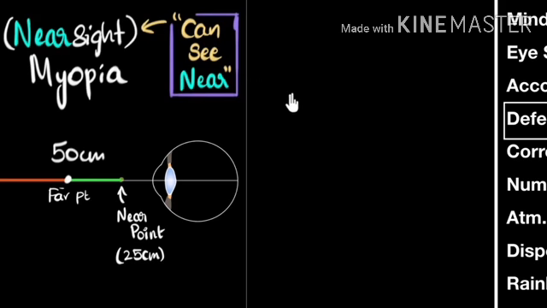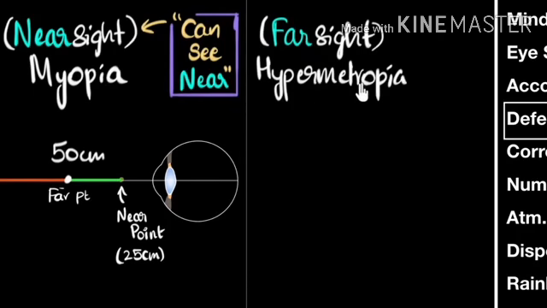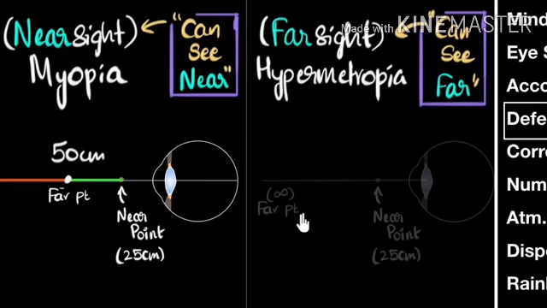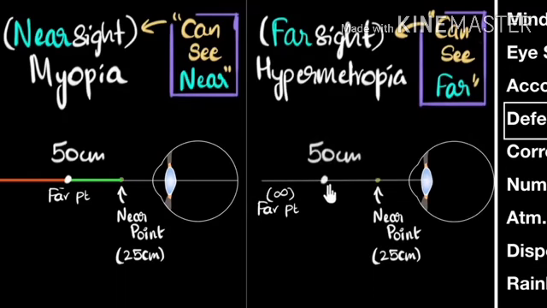The second defect is the exact opposite of this. We call it hypermetropia or farsightedness, meaning that person can see things which are far away. For example, let's say there's a girl who can see things farther away than 50 centimeters. So any object farther away than 50 centimeters, she can see it properly. But let's say that person cannot see any object closer than 50 centimeters. So that's red for her, let's say. Then she is hypermetropic, she's farsighted.